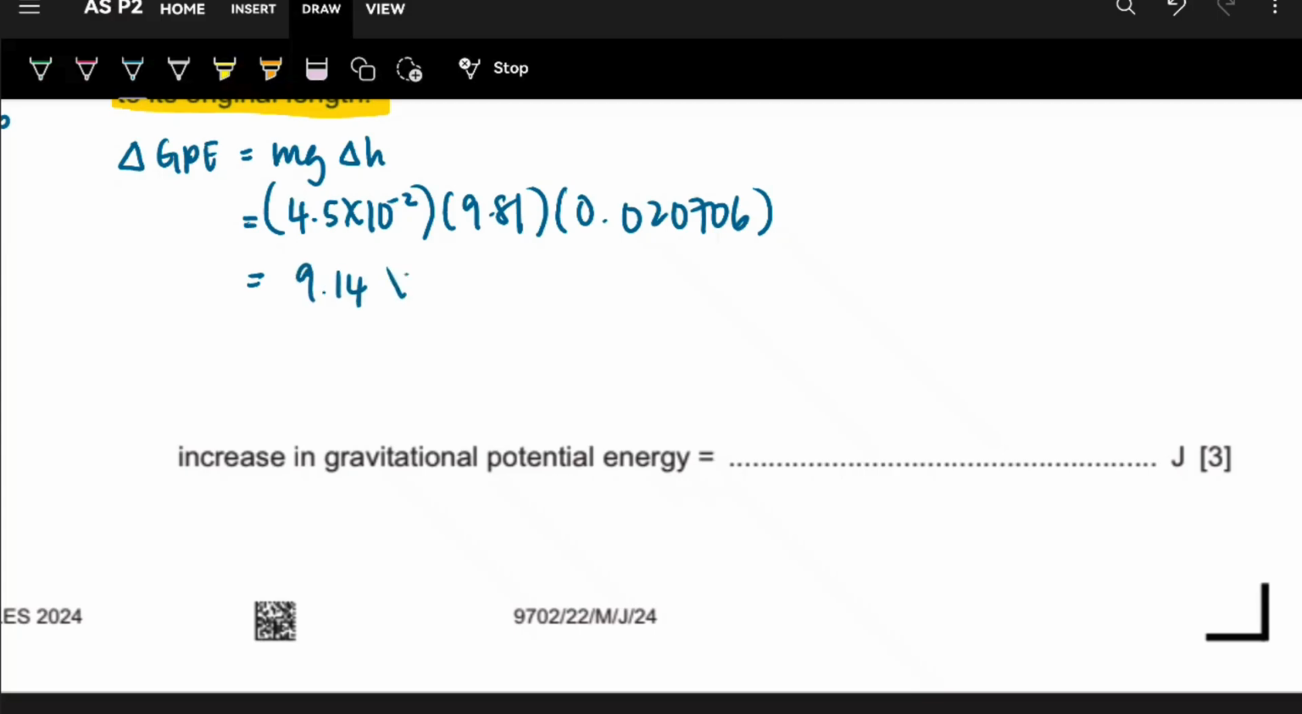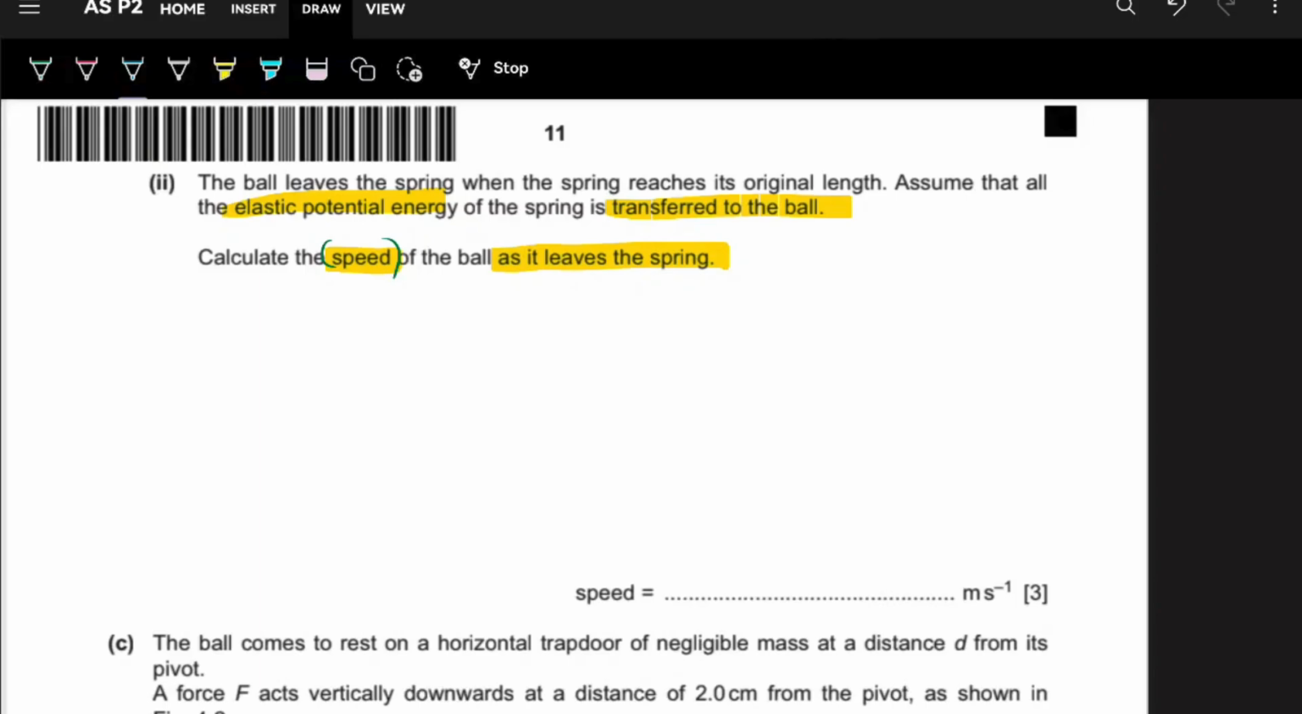9.14 times 10 to the power of negative 3 joule. I'm writing this in 2 significant figures. If you want to write it in 2, it's 9.1 times 10 to the power of negative 3 joule. It's the same, no difference. I'm just used to writing in 2 significant figures. Okay? Right. Moving on to the next question.